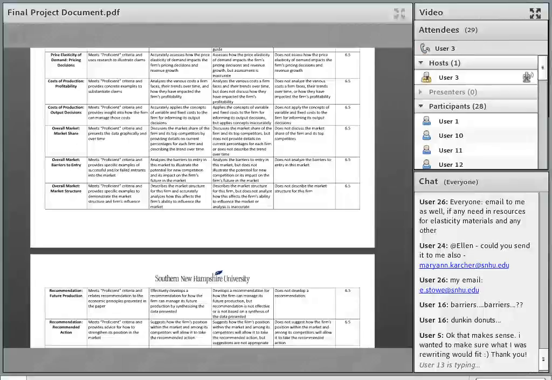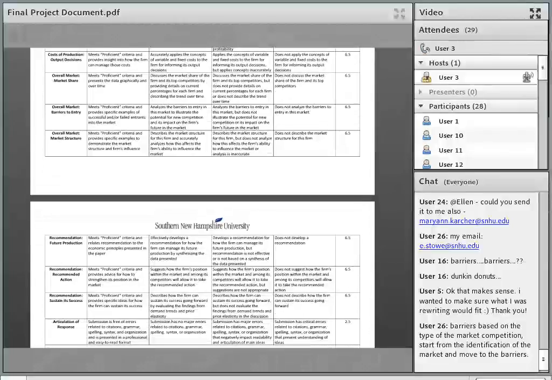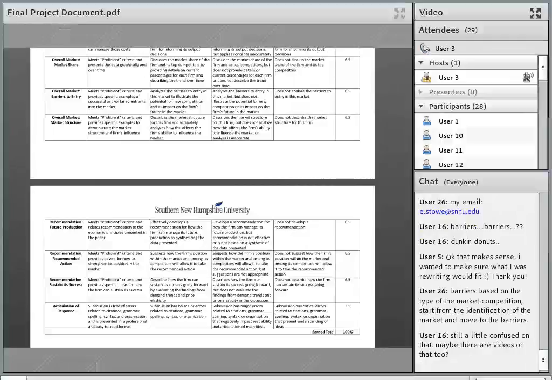Perfect, great. So overall market. So if we look at the first one here, I'll just put it right to the top. Overall market share. To go from proficient to exemplary, you need to present the data graphically and over time. So when we talk about the market share, hopefully by now, after your third milestone, you're comfortable with this. It's just kind of the piece of the pie given in a percentage that each company has of the overall market.